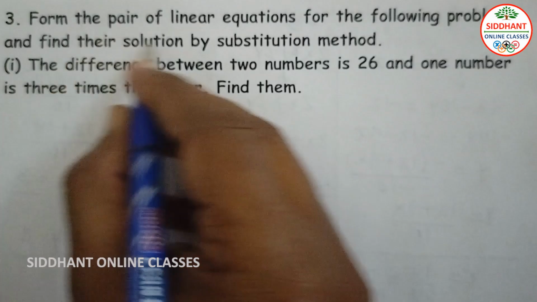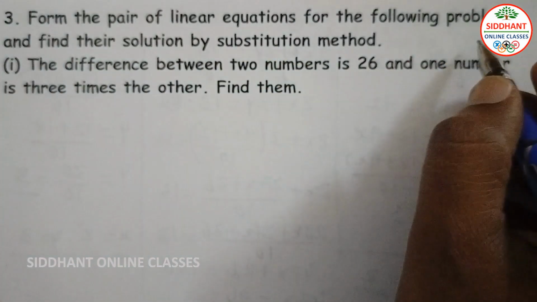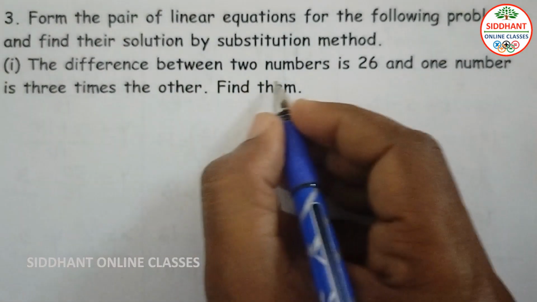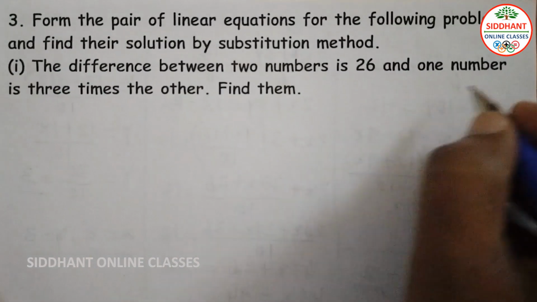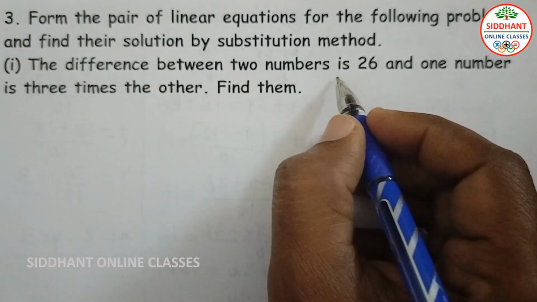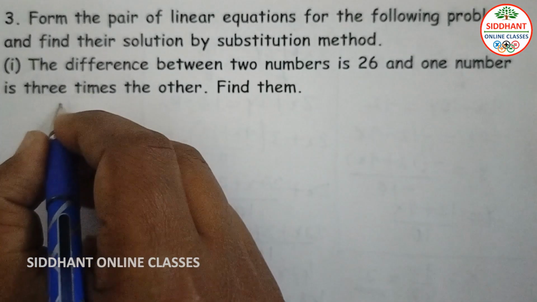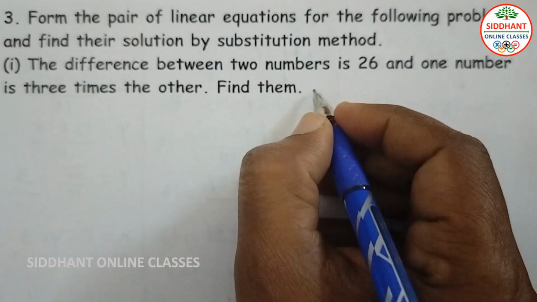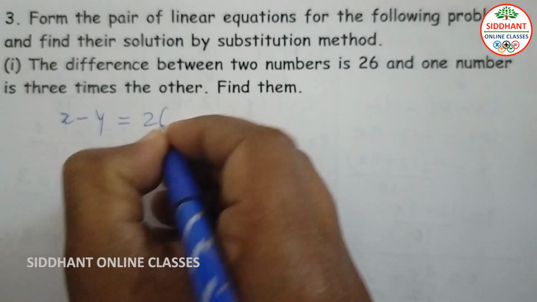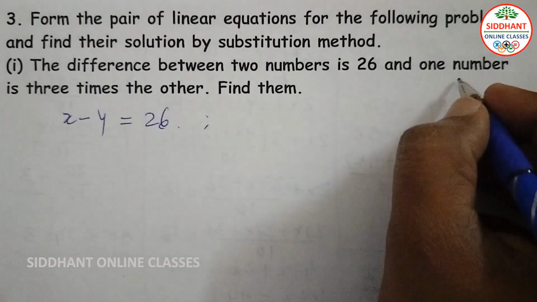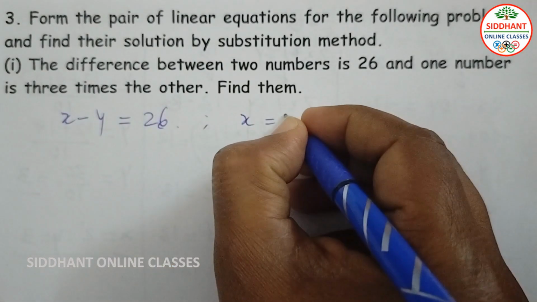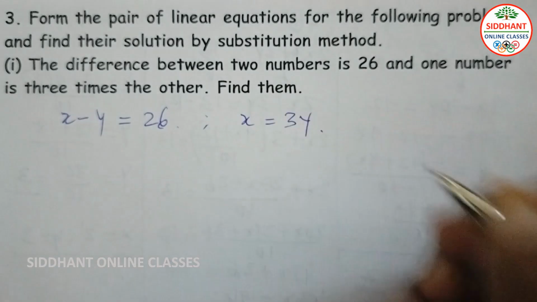Question number 3. Form the pair of linear equations for the following problems and find their solution by substitution method. The difference between two numbers is 26 and one number is 3 times the other. Find them. The first one, the difference between two numbers is 26. So let one number be x and another number be y. So difference will become x minus y, that equal to 26 here. And second, one number is 3 times the other.